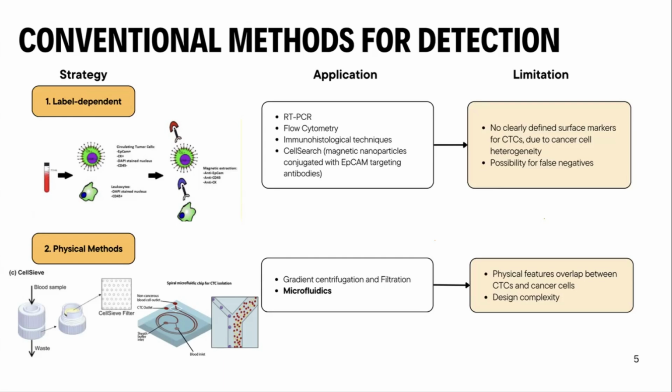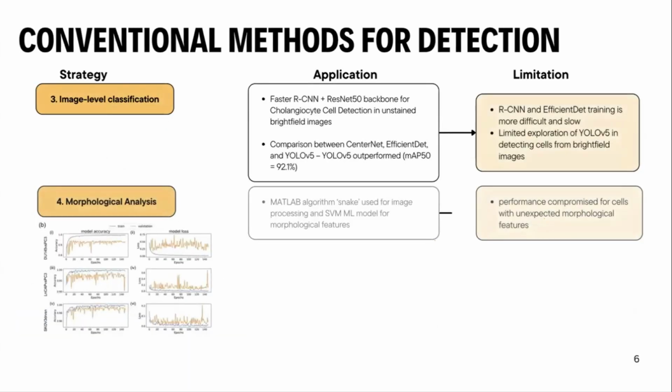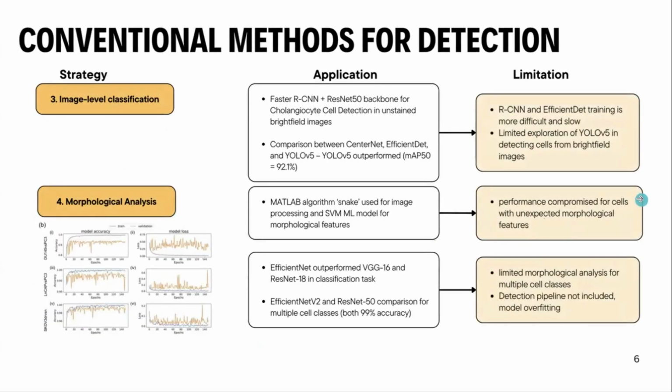So some of this analysis may be done with deep learning or machine learning models, which brings us to the third strategy. So I want to talk about machine learning and deep learning in the context of cancer cell detection. There are two applications we can focus on here. One is the image level classification, which has been demonstrated by models like YOLO V5 and RCNN to be able to distinguish CTCs from other cells from biopsy images alone.